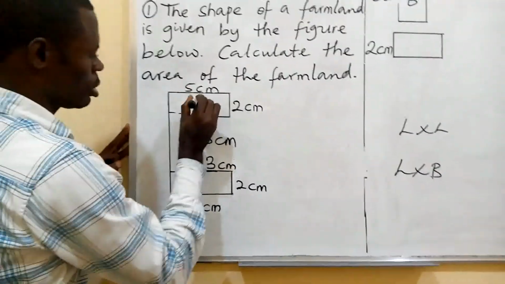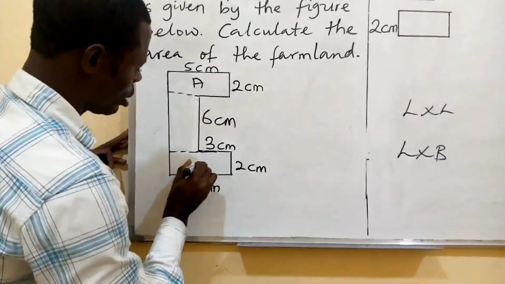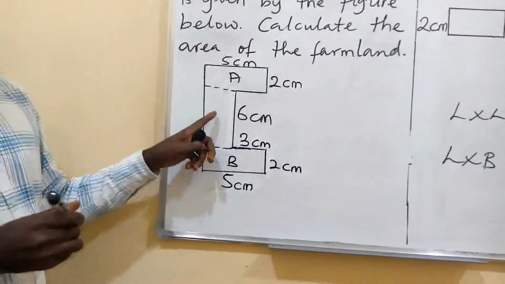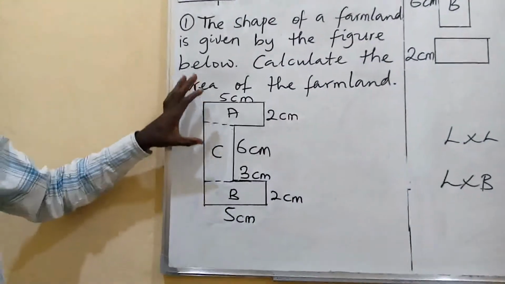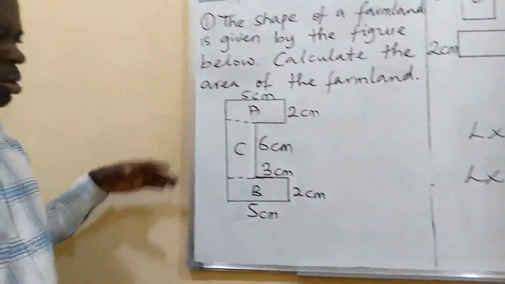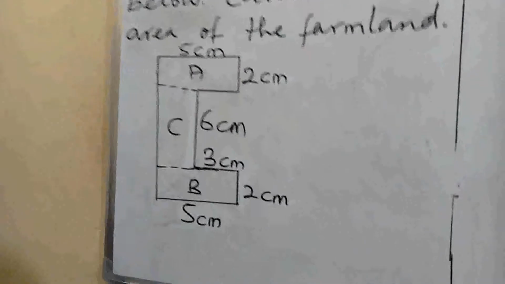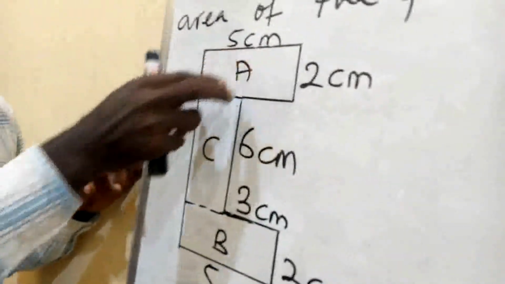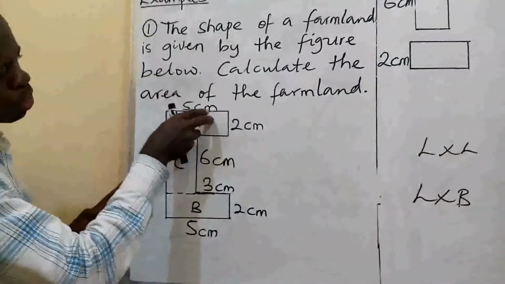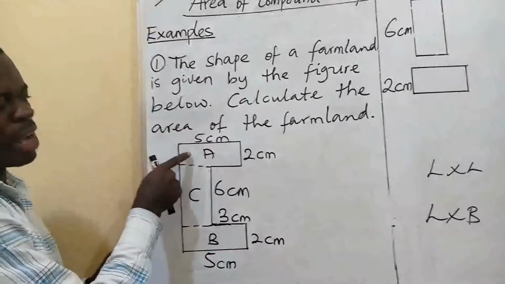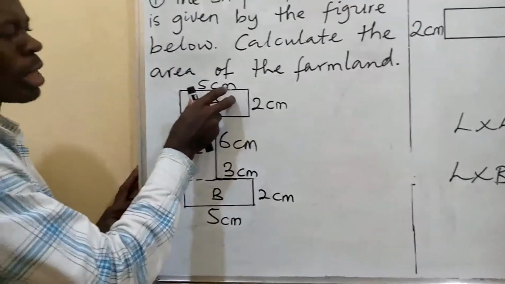So from this point, we cut out this other shape. Let's call this shape A. And from this point, we cut out the down one and call it shape B. And then we have shape C. So now to get the area of this farmland, which is a compound shape, what are we going to do? We are going to find the area of these different shapes. We are going to cut out this other shape. If I may ask you, what shape is this? This is a rectangle.